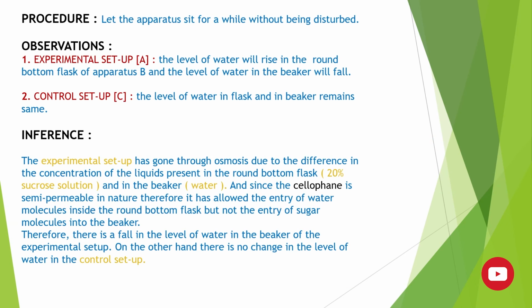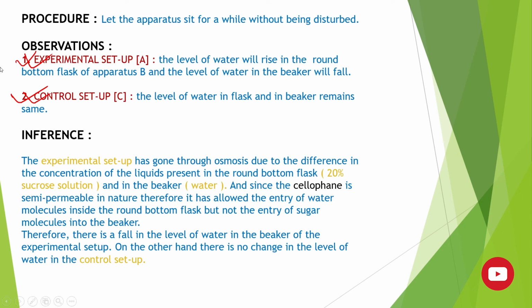Now, let us look into the observations carefully. In the experimental setup, that is the A setup, we can see that the level of water will rise in the round bottom flask of apparatus B and the level of water in the beaker will fall. We have just discussed this point. Second is the control setup. In the control setup, there is no change because we have taken water. We have taken the same liquid. Hence, there is no change in the concentration. There is no difference in the concentration of the two things. That is why no change is happening in the control setup.